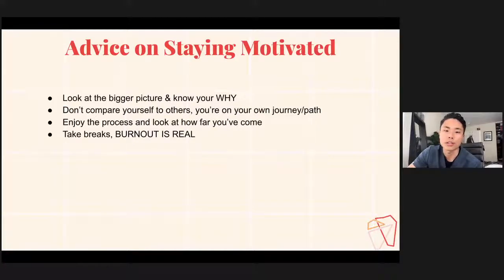I'd recommend just looking at the bigger picture and knowing your why. Sometimes when you get caught up as a pre-dental student, you're just thinking about good grades, tacking on all these opportunities to enhance your application, and trying to figure out why you didn't get in, the whole nine yards. When you take a step back and look at why you're doing things, whether you're doing it for your family or for yourself, let that drive you to get through the hardest times of your pre-dental journey.